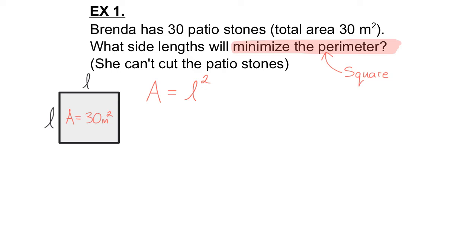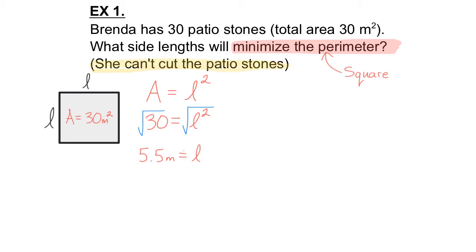Now I have to substitute the value that I know. I know area is 30 meters squared, so I can put that into my formula, but that equals the length squared. So to find just the length, I have to do the opposite of squaring, which is square root. So I'm going to take the square root of 30. It's about 5.5 meters. However, she can't cut the patio stones.